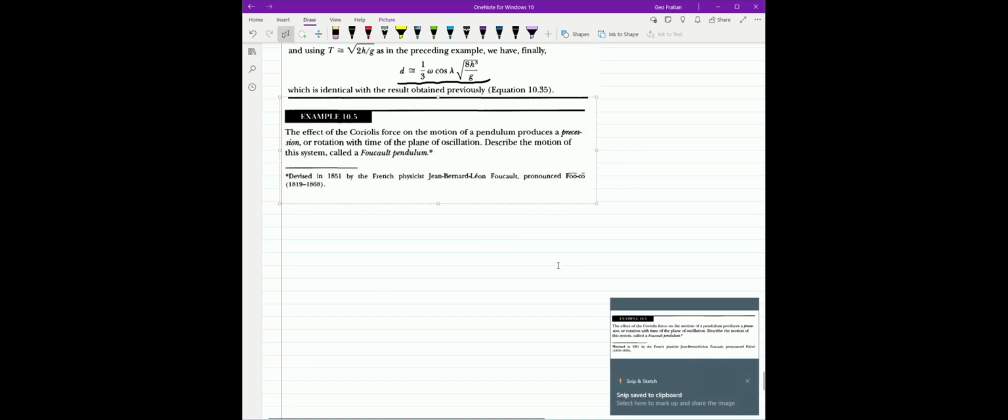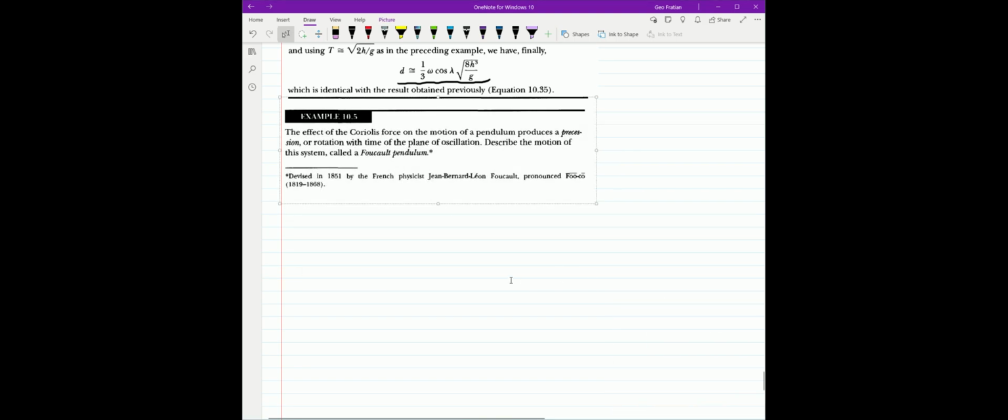So we basically want to find the effect of the Coriolis force on the motion of a pendulum, producing a precession or rotation with time of the plane of oscillation. So it's called a Foucault pendulum. Not sure if I'm saying that right.